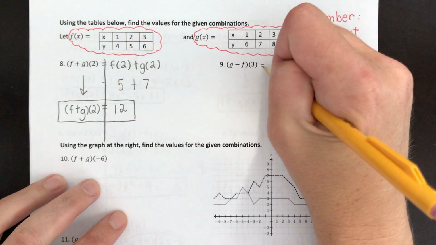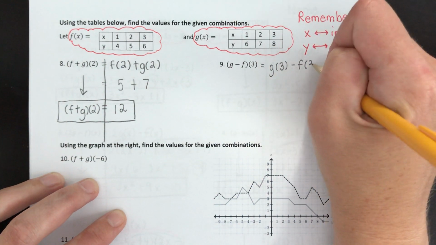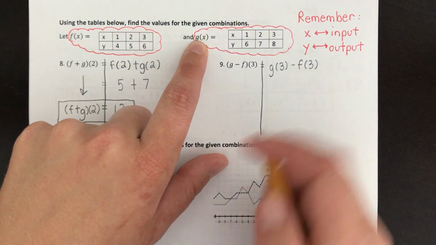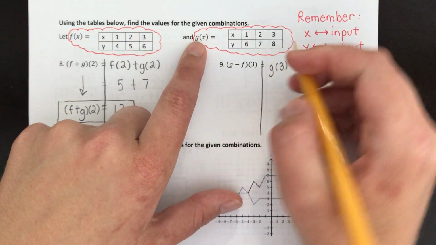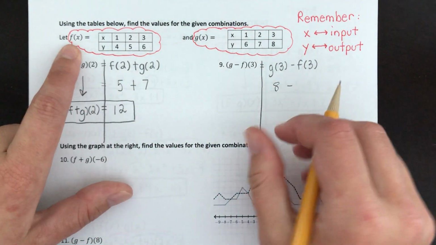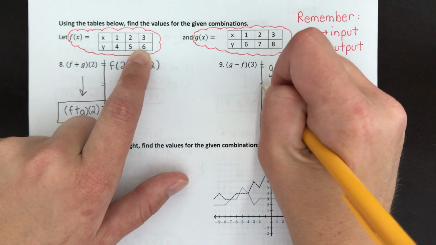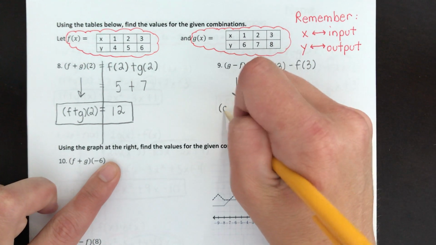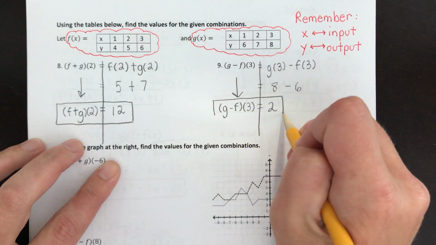Number 9. So this g minus f of 3 means g of 3 minus f of 3. Okay, so be cautious. It's giving us g first, so I need to come to g. G of 3. So my input is 3, my x is 3, my output, y, is 8. Minus f of 3. So come over to f. My input is 3, therefore my output is 6, what I want. All right, 8 minus 6, which is 2. G minus f of 3 equals 2.